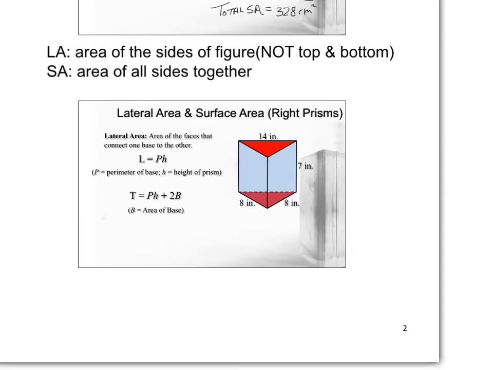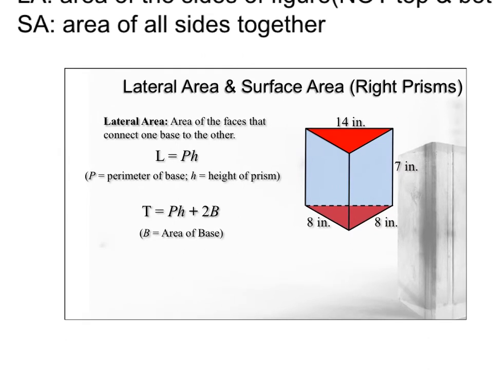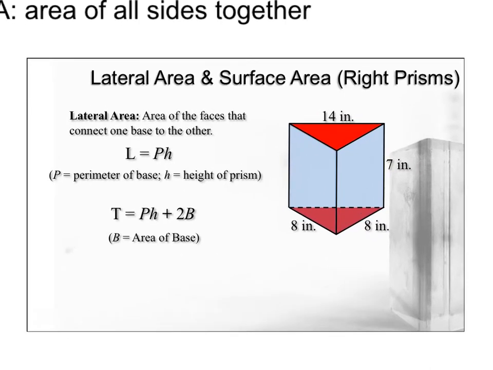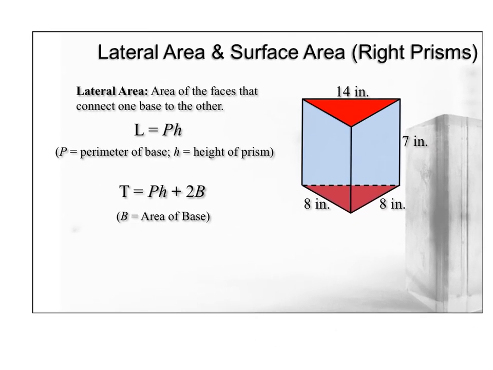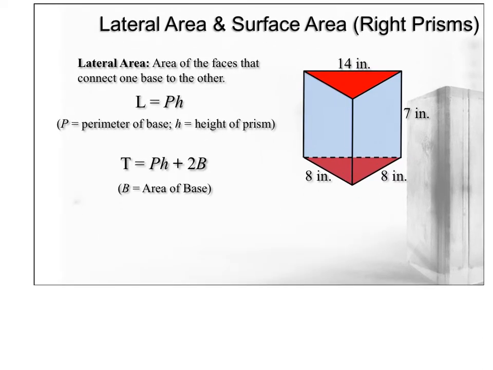So for example, let's take a look down here. In this case, these are right prisms, so they're going to be straight up and down. If you look at this shape, we have a triangular prism. What we want to do is find the lateral area and the surface area. We're going to change some things here. This is the surface area, and this is the lateral area.